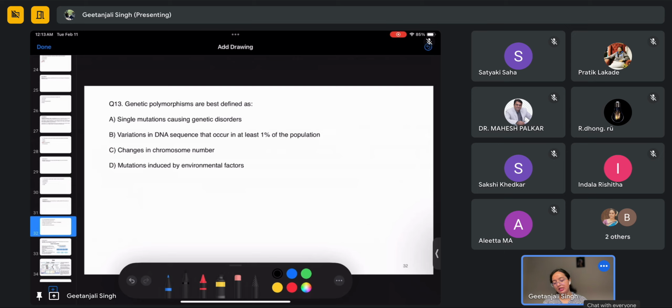Now, genetic polymorphism. So, polymorphism: poly would stand for many, morphism is basically variation. Yes, I'll wait for you guys to answer.